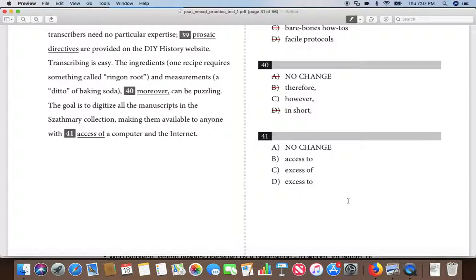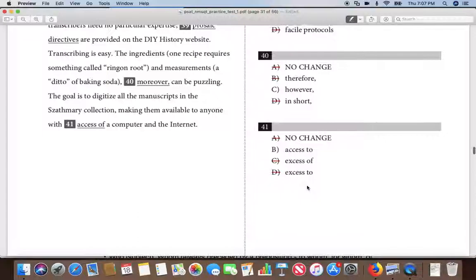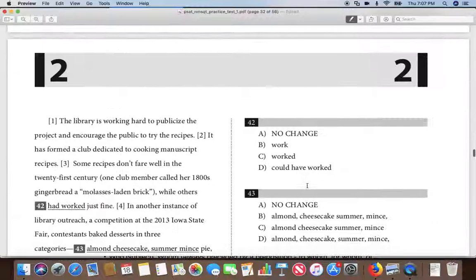Alrighty. "The goal is to digitize the manuscripts in the collection, making them available to anyone with access of a computer and the internet." This is definitely the similar-sounding, simple grammar. So it would be "access to." It's not extra, we're not talking about extra of anything. And then A sounds bad too, right? It's not "access of a computer," it's "access to a computer." That's where going with your gut and your ear helps. Come on, that's easy. Well done. We're going to finish this, I think.